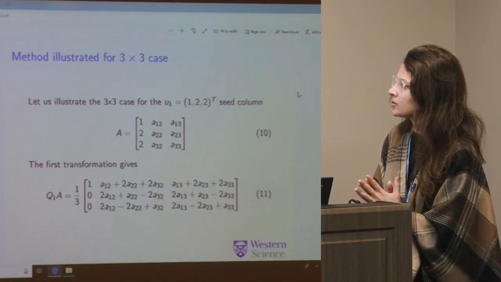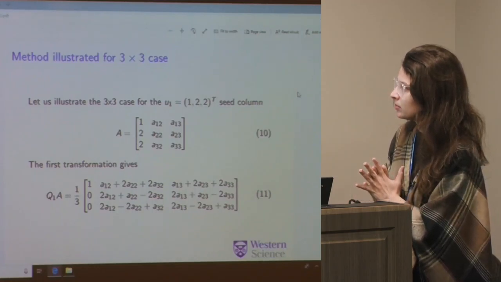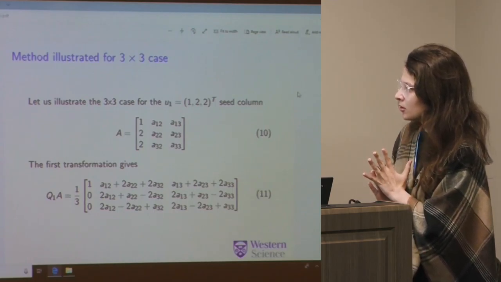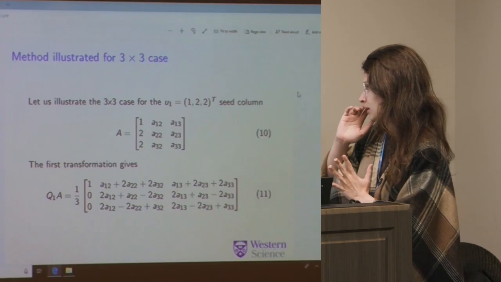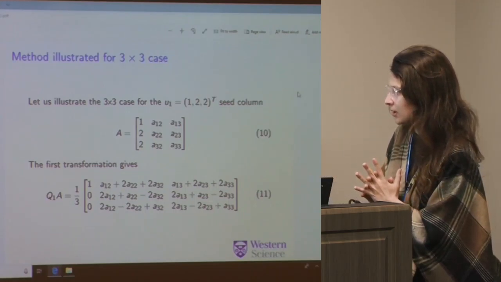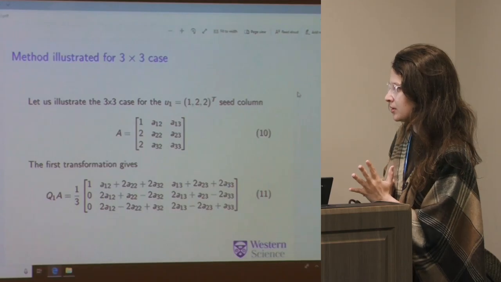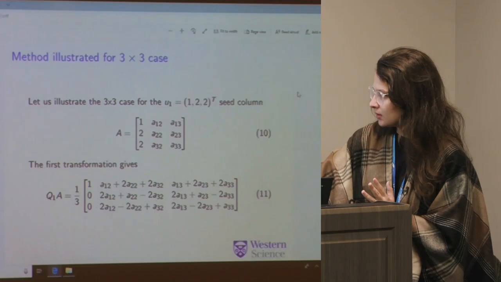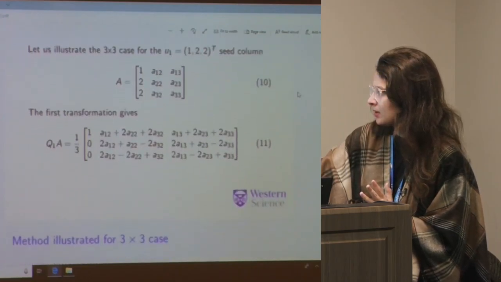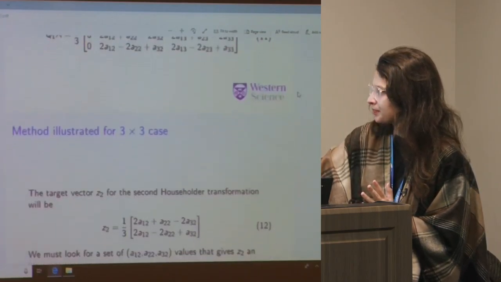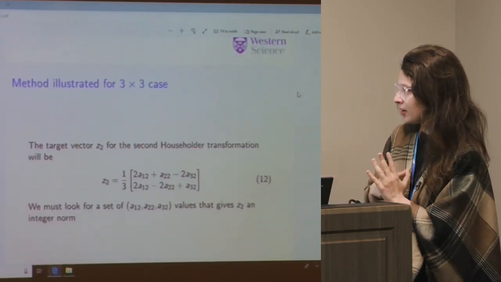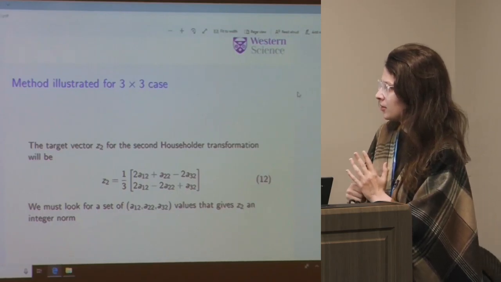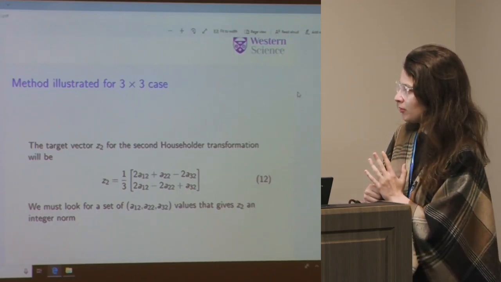Okay, so I'm gonna illustrate a 3x3 case here with one seed column, which is a Pythagorean vector, 1, 2, 2. It has an integer norm. And after the first transformation, you can see it still looks nice, and everything is going as expected. But then you gotta redefine the householder operator, and the second target vector will be given by equation 12.